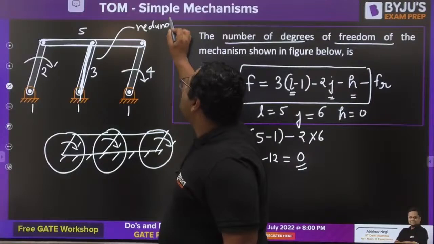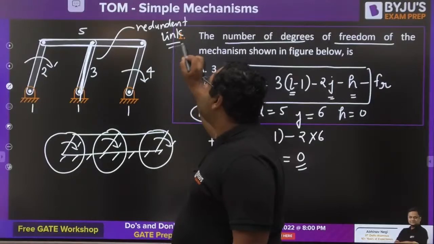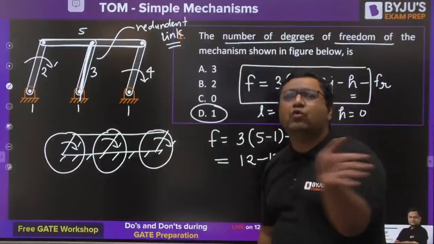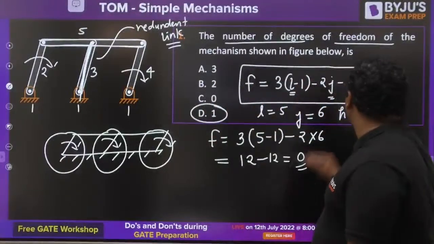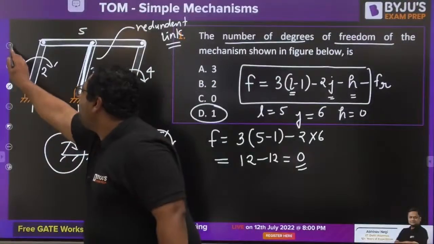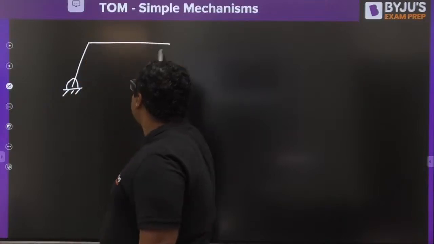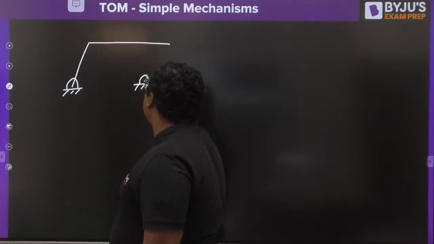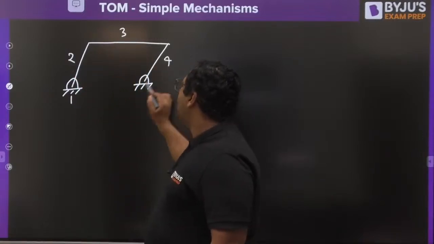So then Kurzbach said that if you find any such link in the mechanism, complete the calculation by removing such a link. Do not count such a type of link. So we will remove this link, and now we will have the mechanism like this. After removal of that, you will get the mechanism like this. It will become a parallelogram. So it is 1, 2, 3, 4 and 1.